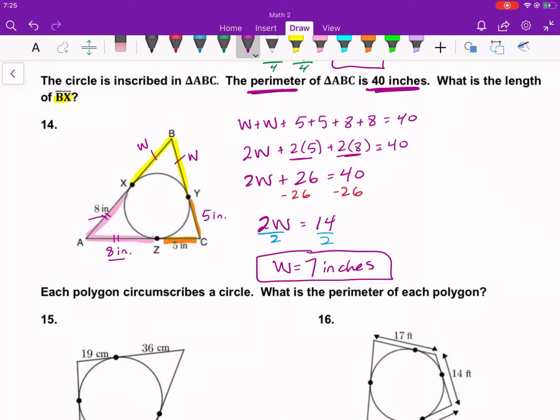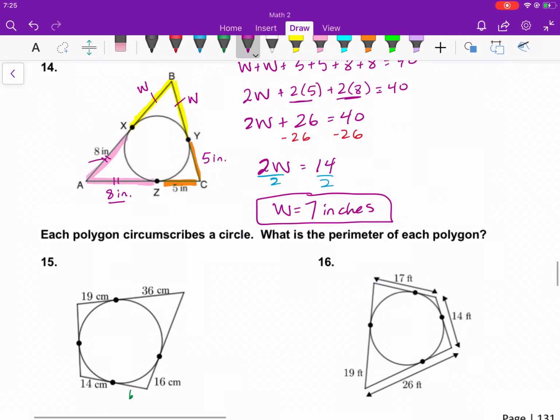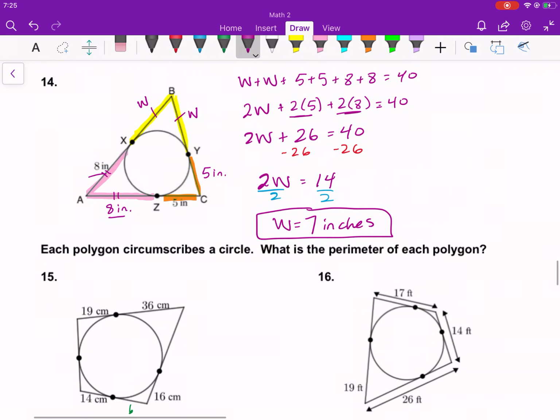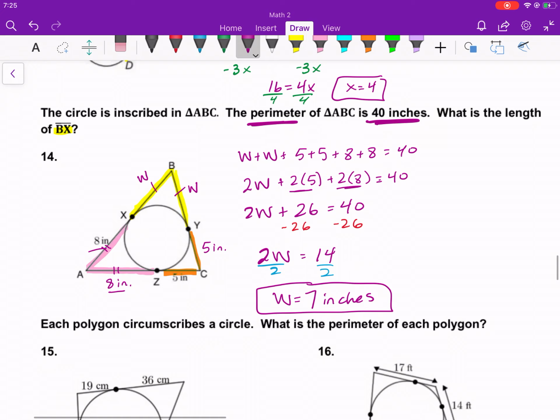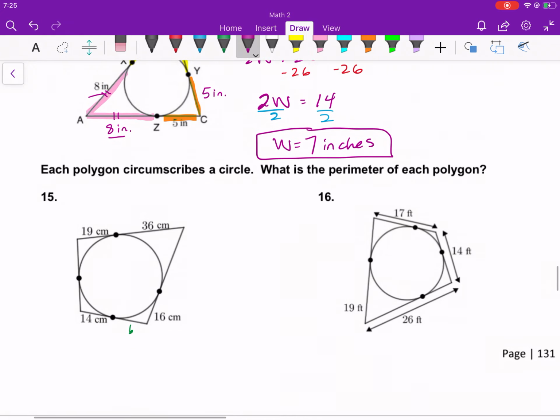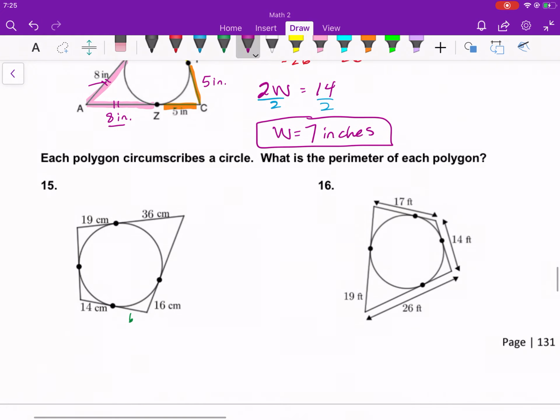So from there, we can go ahead and do our next 2 problems. They're very similar to that one, except now we're doing a polygon that is circumscribed. That just means it's on the edge of a circle. A circle being inscribed means the circle is inside the triangle. So this time we're just trying to find perimeter. It looks like I had written stuff here before. I need to erase that.